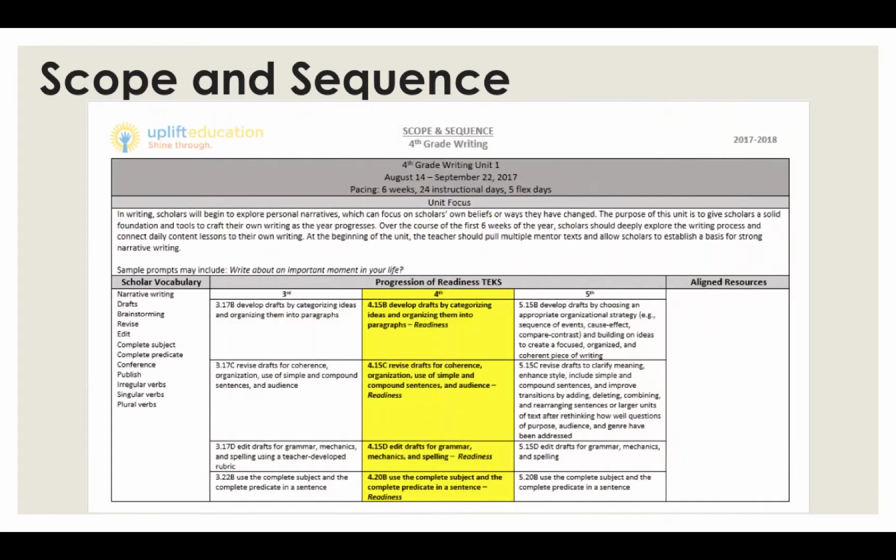As in previous years, a digital copy of the scope and sequence is located on the 4th grade Blackboard course under Curricular Resources and then Course Visions and Supporting Documents. In this video, I will only have time to highlight a few key items, so I highly suggest that you take time to thoroughly review the document in its entirety at a later date.